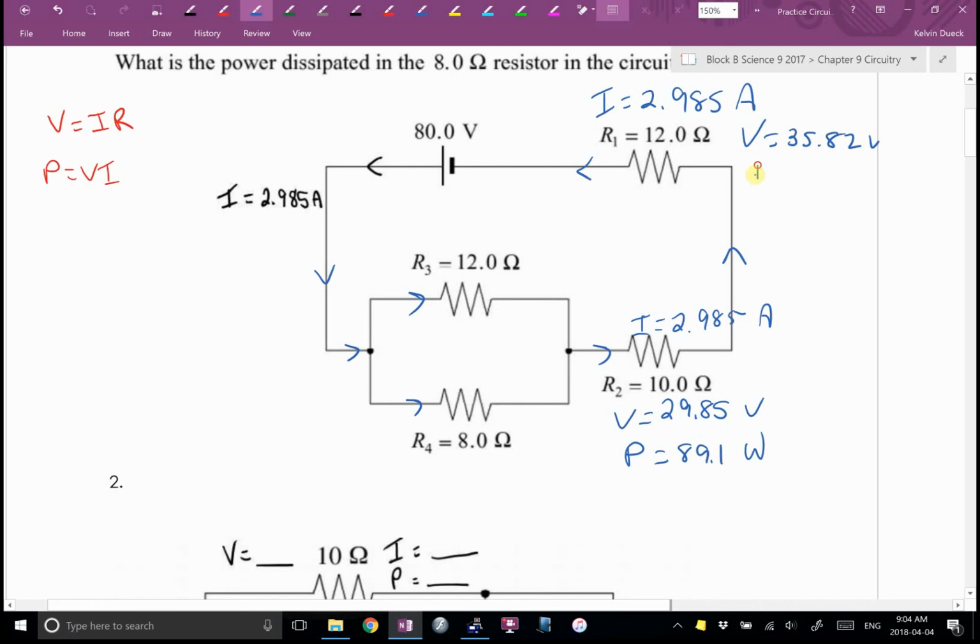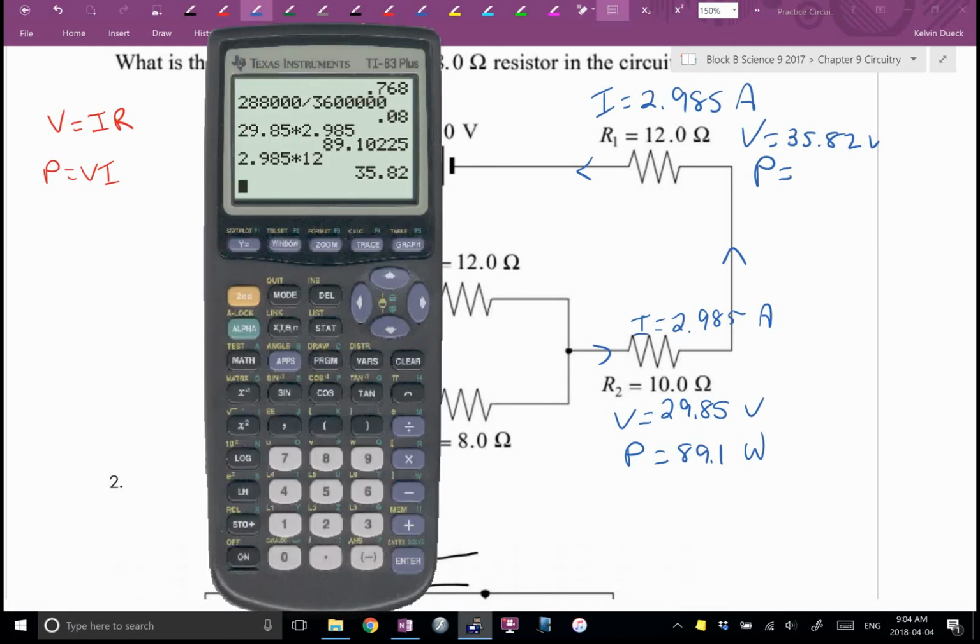And just for giggles, let's find the power. Power is going to be V times I. That number times that number. I have no idea what that's going to be. Oh, I have this on my calculator, so if I hit times, it's going to use my answer button. 2.985. 106.9.